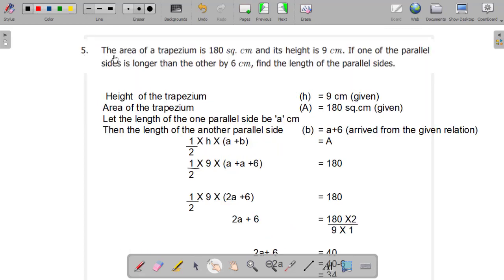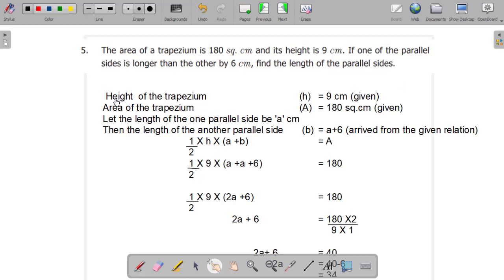Question number 5. The area of a trapezium is 180 square centimeter and its height is 9 centimeter. If one of the parallel sides is longer than the other by 6 centimeter, find the length of the parallel sides.